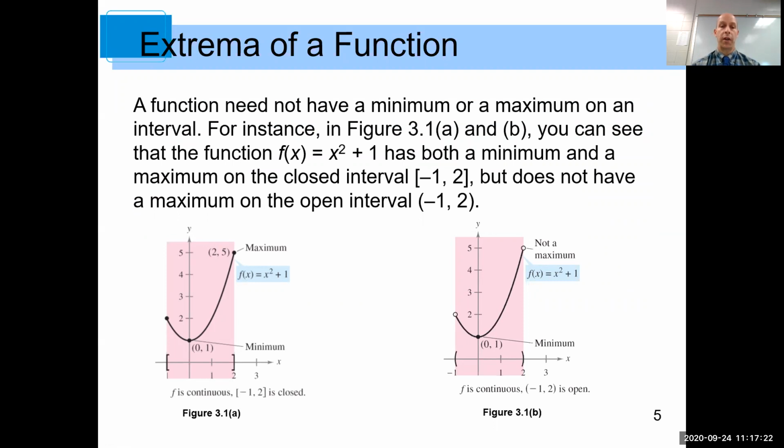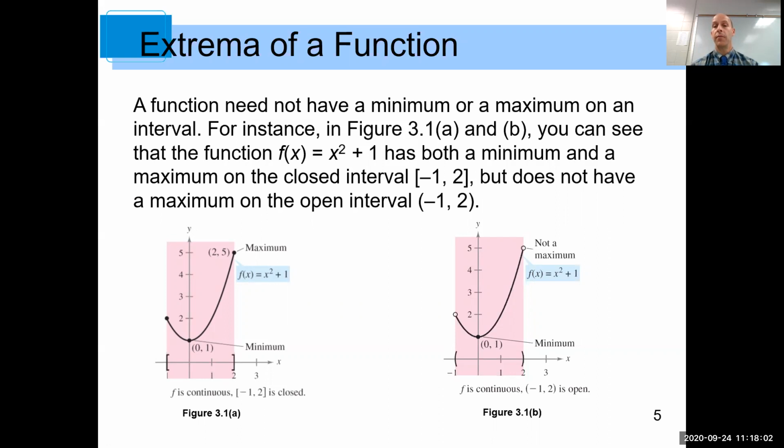Now I claim the function on the left has a minimum, a lowest point if you will, and so does the one on the right. The minimum is 1 when x is 0. However, the function on the left has a maximum of 5 at x equals 2, and you can clearly see the dot there is a closed dot at 2. Notice that the function on the right does not have a maximum, because that dot is open. That point, (2, 5), does not exist there.